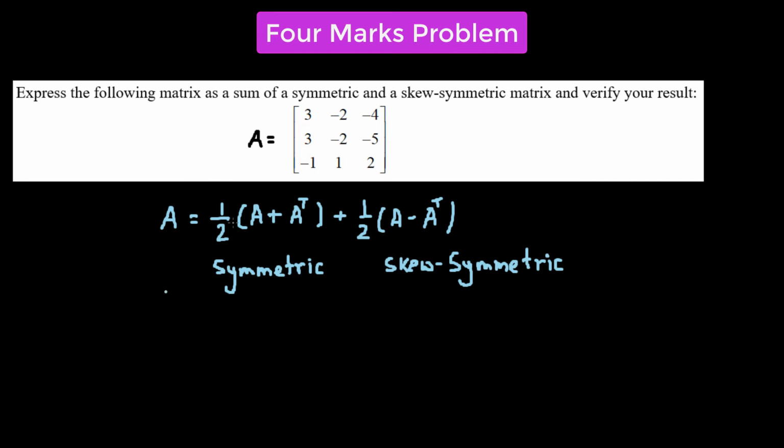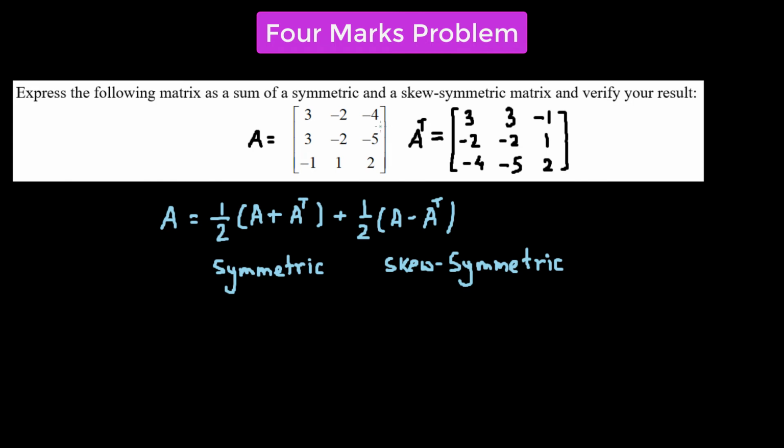For that we will need to find the value of A transpose. So let us do that. We have A here, so we need to find A transpose. In order to do that, we consider the elements in the first row, which are 3, -2 and -4, and place them in the first column. So we have 3, -2, -4. Then we consider the second row and place it in the second column. So we have 3, -2, -5. And finally we take the elements in the third row and place them in the third column. So we have -1, 1 and 2. That gives us the A transpose.